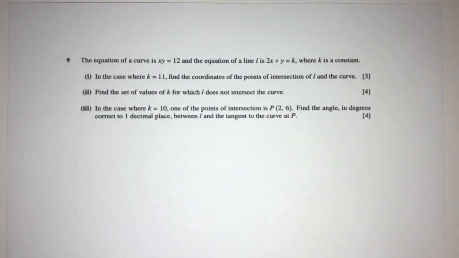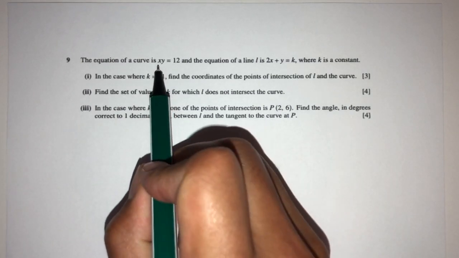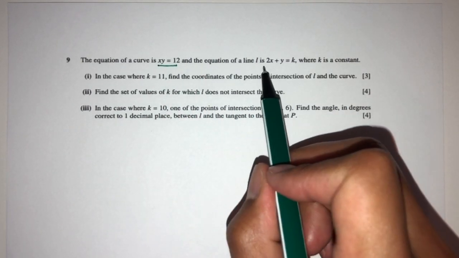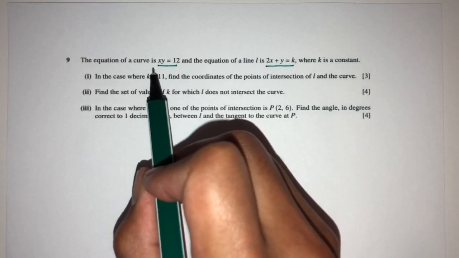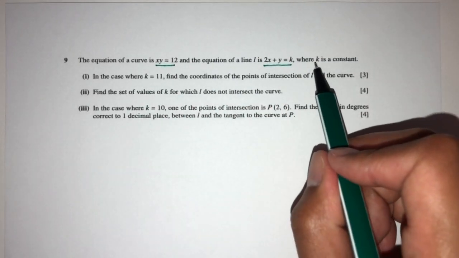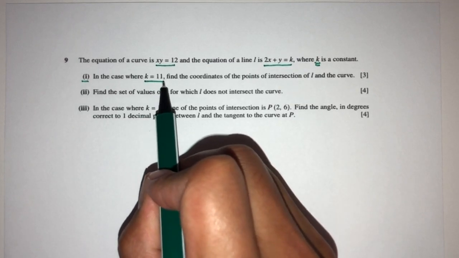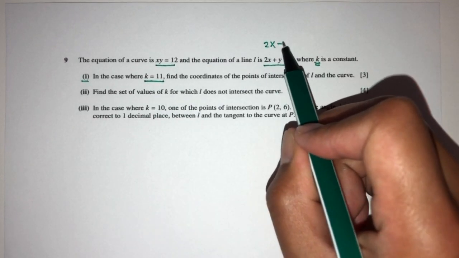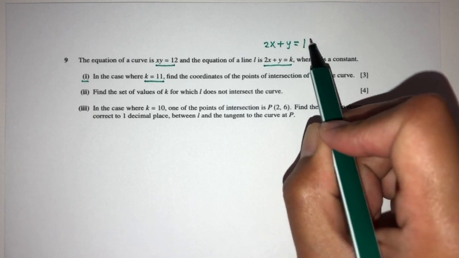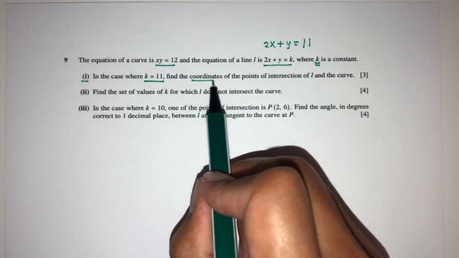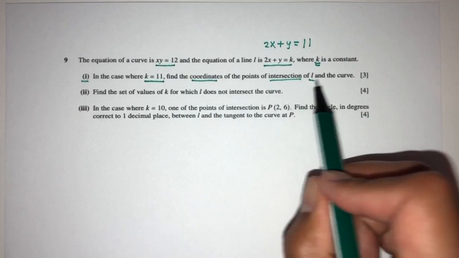Let's move on to the next question. The equation of the curve xy equals 12 is given, and the equation of a line is given to you by this. So we have a straight line and a curve, where k is a constant. Part 1, in the case where k is equal to 11, so here we have 2x plus y equal to 11. In this case, we have to find the points of intersection of the curve and the line.